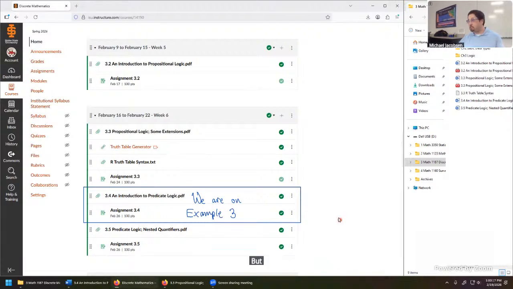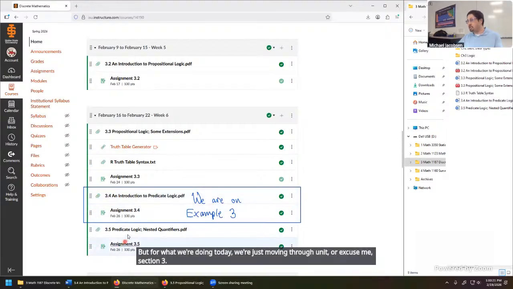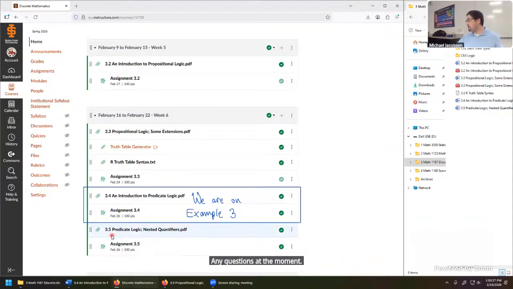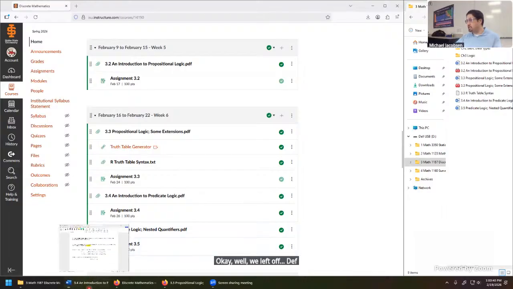But for what we're doing today, we're just moving through section 3.4 and potentially starting section 3.5 on nested quantifiers. Any questions at the moment, folks, before we get started with today's work? Okay, well, we left off defining what a predicate function is.